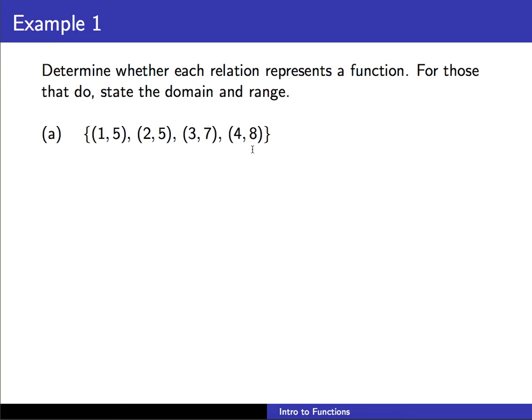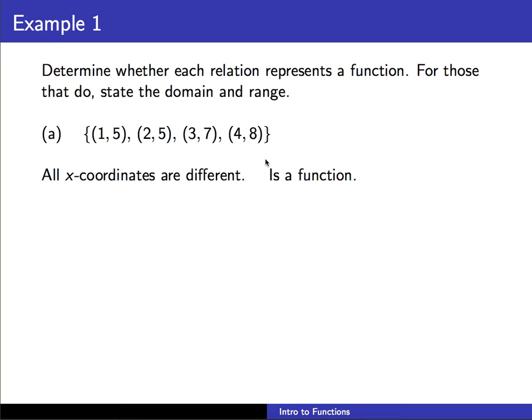So we want to know whether or not each x value gets only one y value. So 1 only gets a 5, 2 only gets a 5, 3 only gets a 7, and 4 only gets an 8. So in other words, since all of our x coordinates are different, this one is going to represent a function.